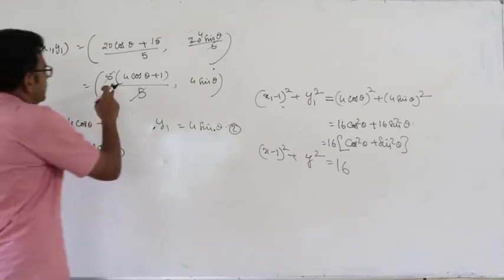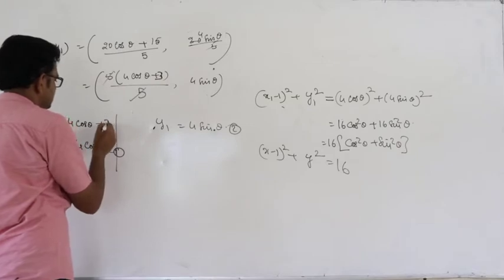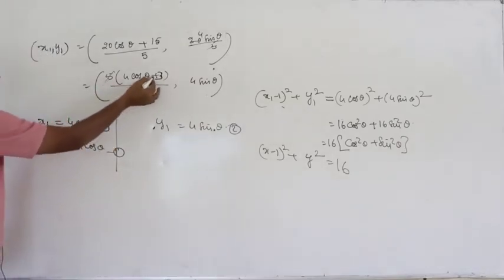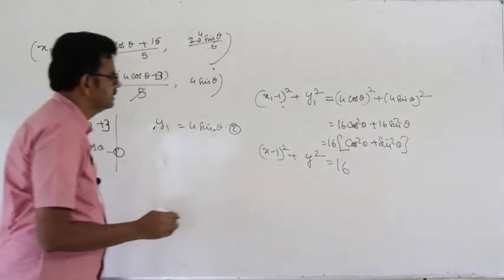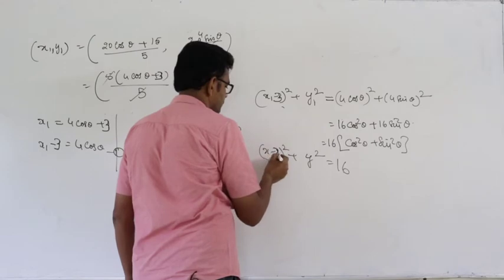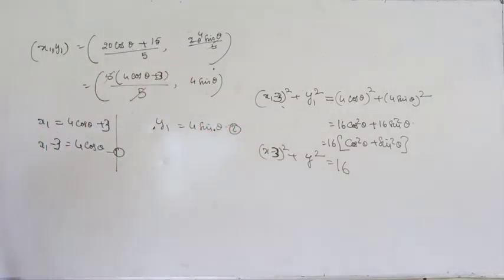If you take 5 common, sorry, this is 3. So this is 3, x minus 3. Small mistake, this is 3. Okay, now that is the locus.